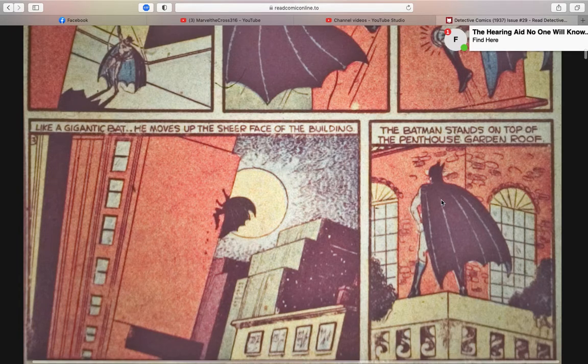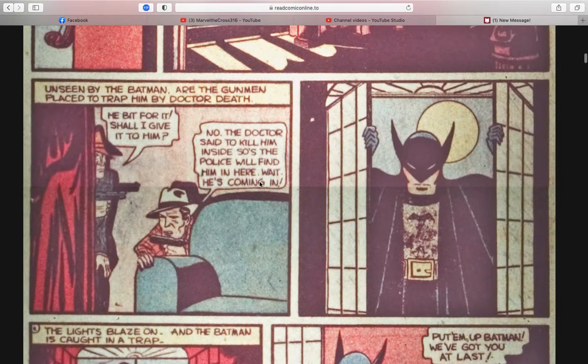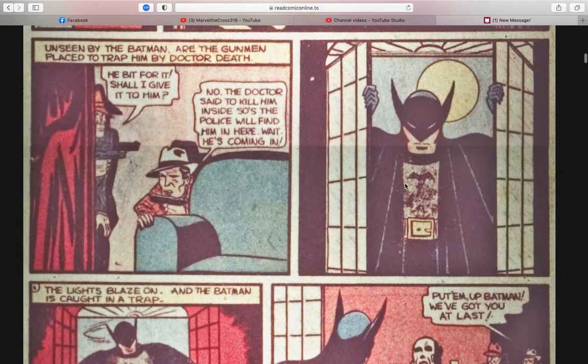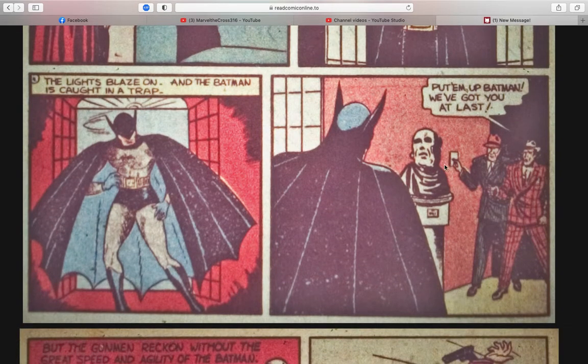And this is where he's going to be met with a surprise. As we see the shadow in the moonlight here, there are two goons here that are going to try to sneak up and shoot Batman. So Batman creeps in here as he would, and then we see that these two goons, instead of just going ahead and shooting him, say, "Put them up, Batman, we've got you at last."